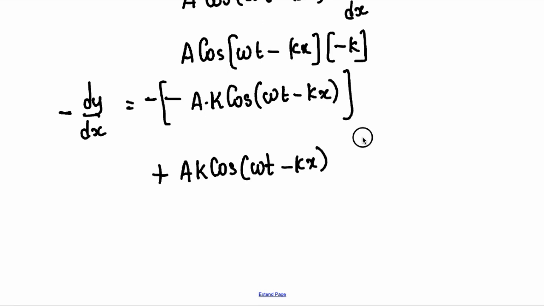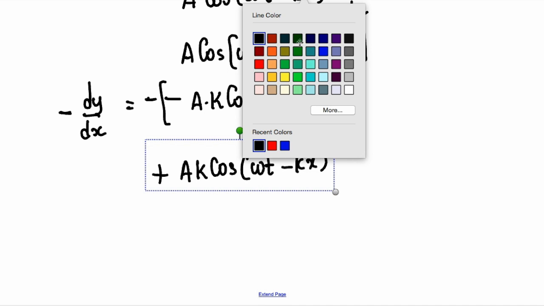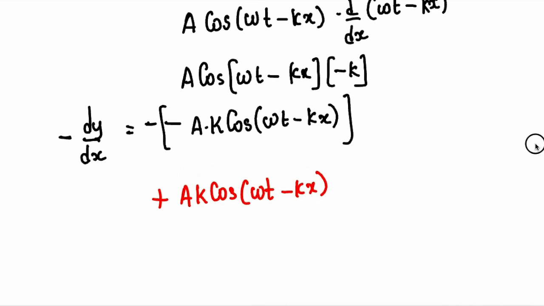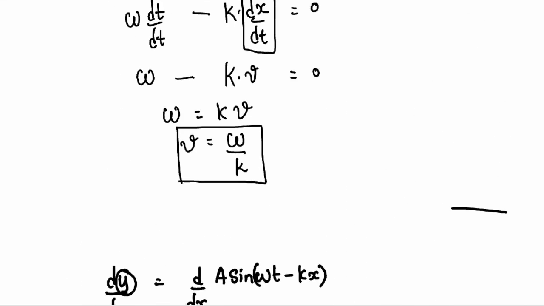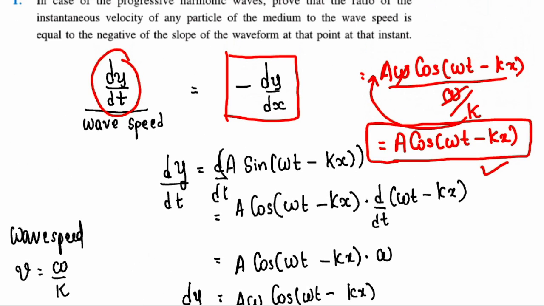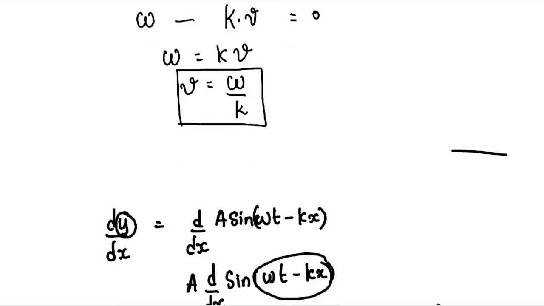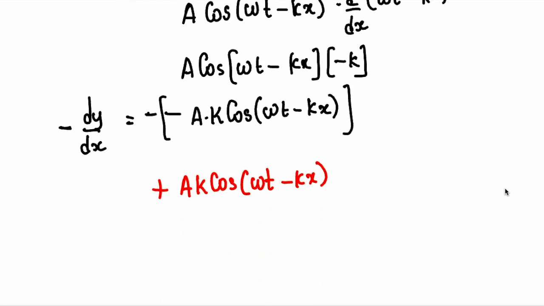Now let us compare this equation with the equation we got in the LHS, and here they are the same. Yes, I forgot to write down k over here. Now they are the same because this k goes upward and I get a k cos(omega t minus kx). Hence my LHS is equal to RHS, and this is the end of our first question.